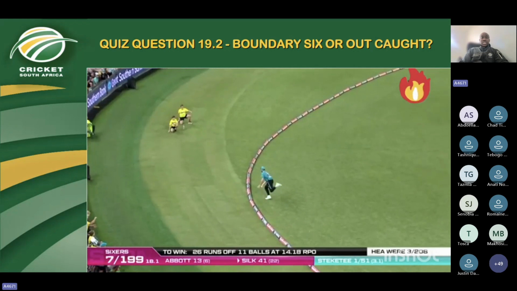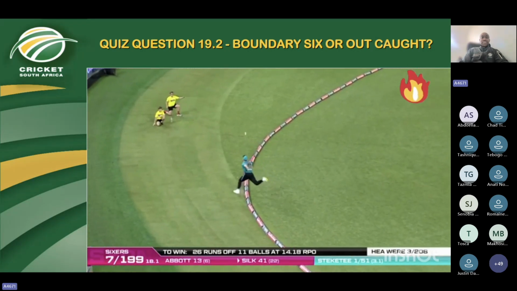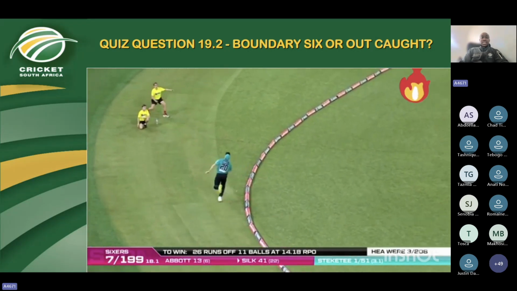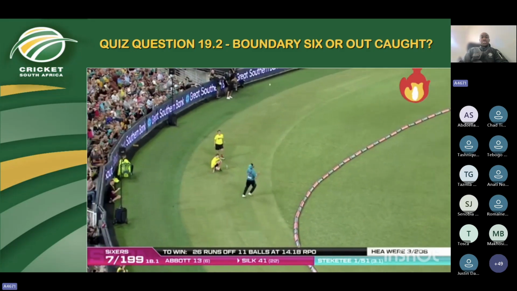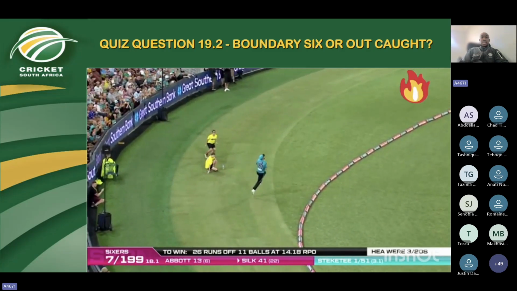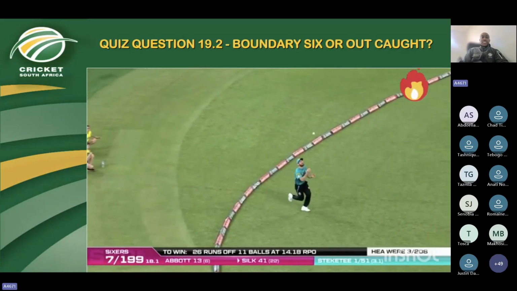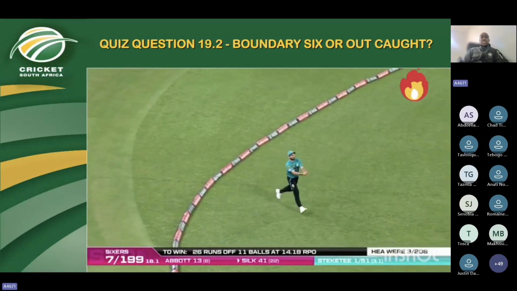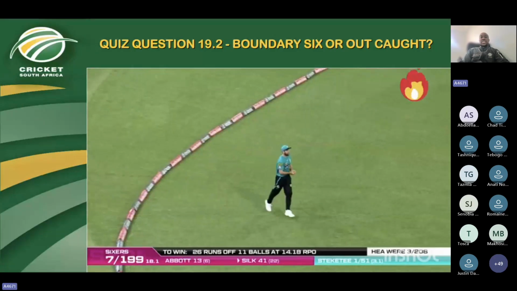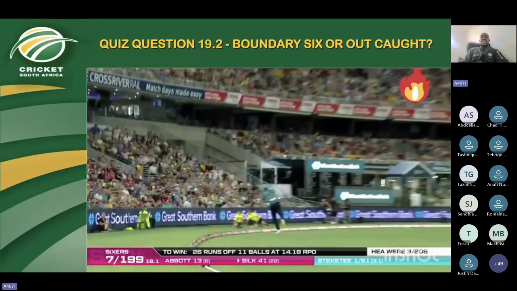So he catches it inside the field of play, throws it up, goes outside, jumps, juggles, goes back inside the field of play and completes the catch. According to the current laws of cricket, is this a boundary 6 or is this out caught?